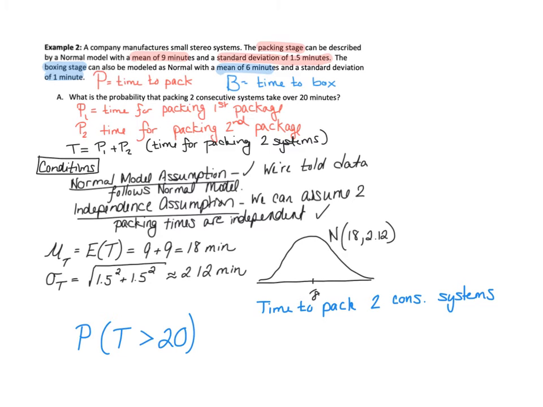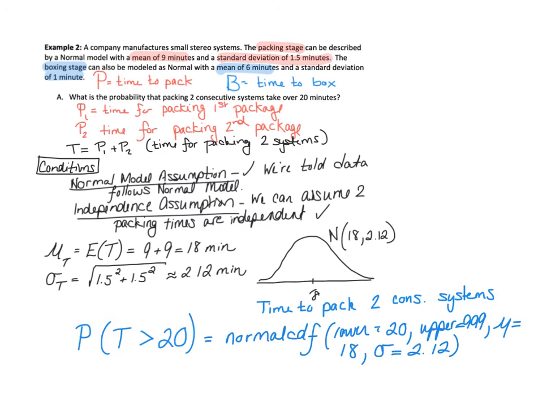Now, I can standardize and use table A, or I can just jump right in using my calculator talk. Since it took so much to set up, I'm going to jump right in and say normal CDF, and this is equal to my lower is 20, upper is 999, mu is 18, and sigma is 2.12, and that produces 0.1727.